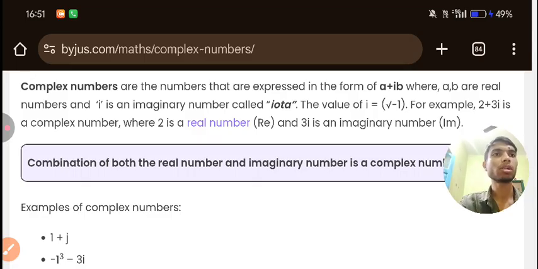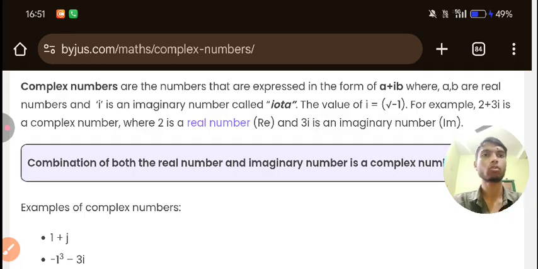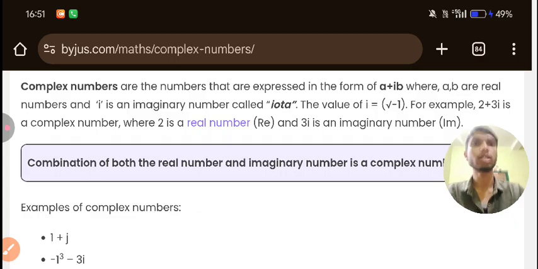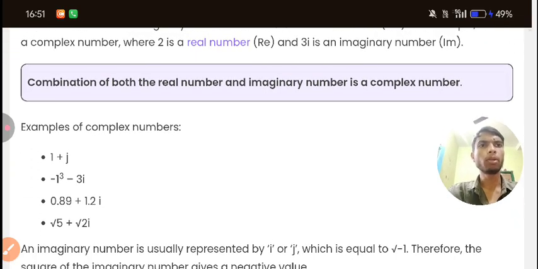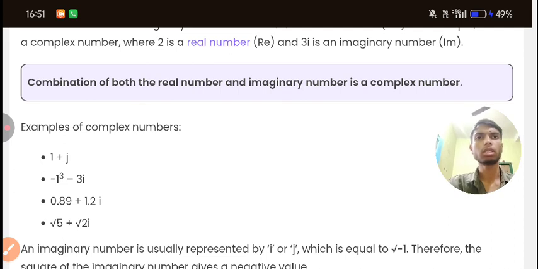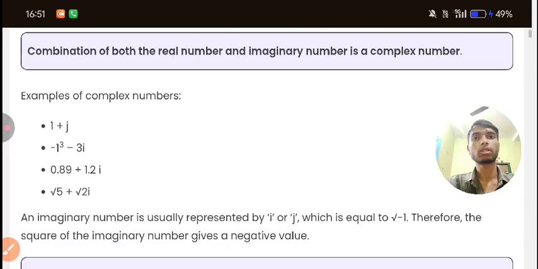For example, 2 plus 3i. So here it would be 2 plus root minus 3. This is a complex number where 2 is the real number, Re, and 3i is the imaginary number, Im. The combination of both a real number and an imaginary number makes a complex number.